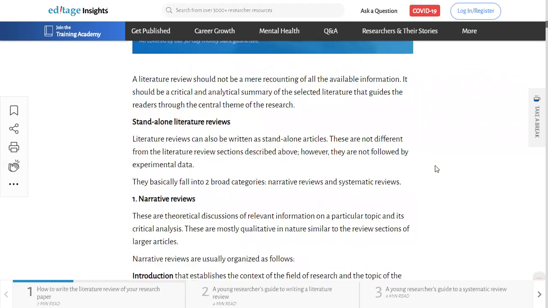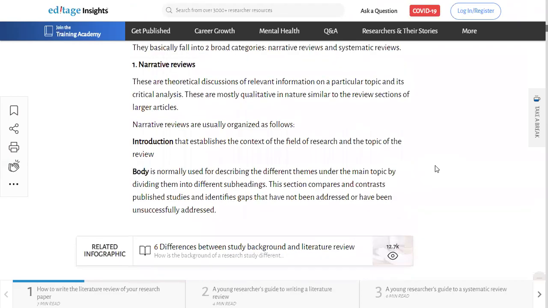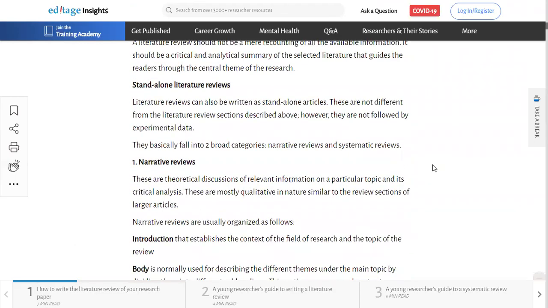Okay, but there's going to be a way in which we're going to work with the literature review. So how? We're going to use, for example, standalone literature reviews. In the literature review section, as I told you, maybe last class or some of the class, I told you that there are going to be two ways in which we're going to state the literature review.